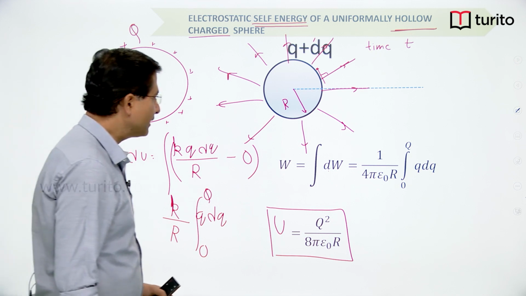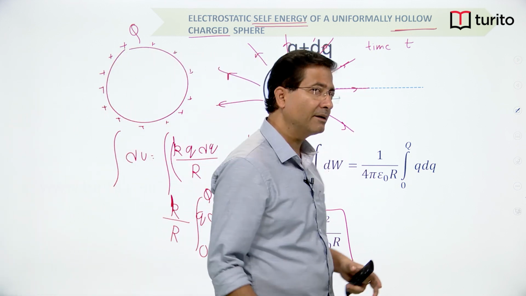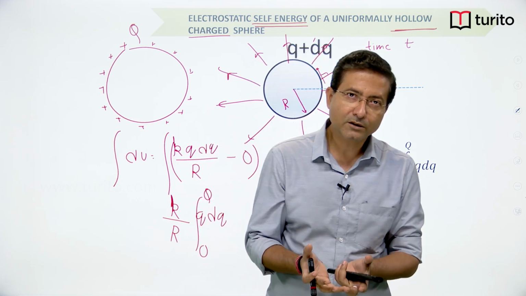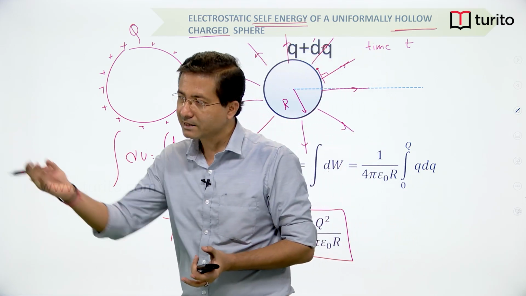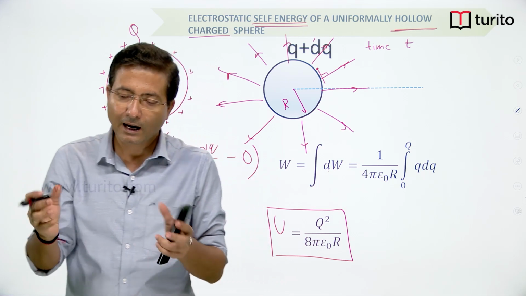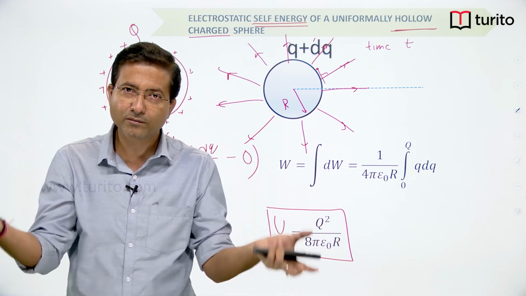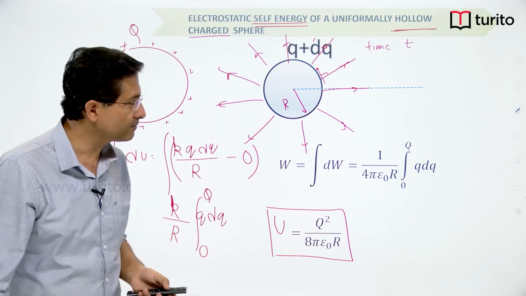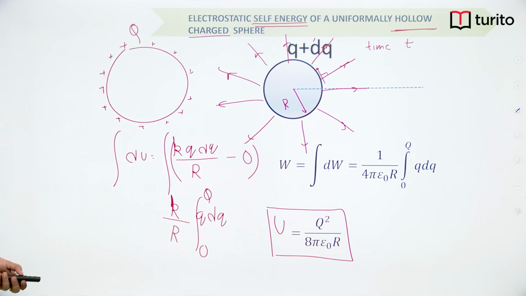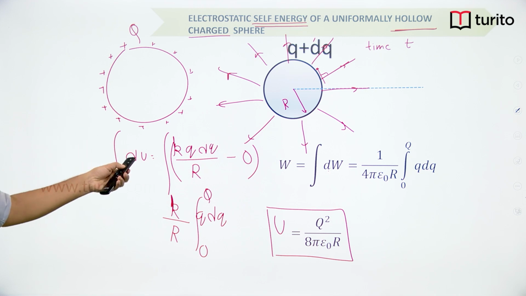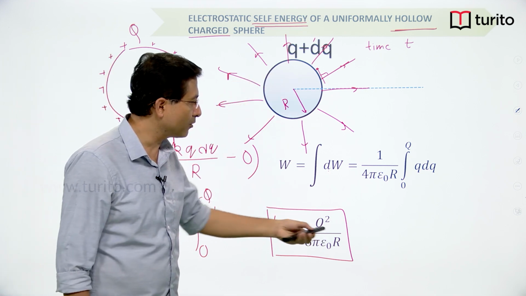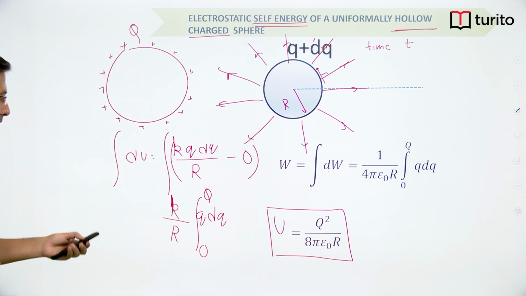Similarly, I can make a solid sphere instead of a hollow sphere. The problem with a solid sphere is, as I am bringing charge from infinity, I have to increase the radius also. So, charge will increase and radius will also increase. Let us see. The self energy of a hollow sphere is clear. If charge is uniformly distributed, it will be Q square upon 8 pi epsilon naught r.